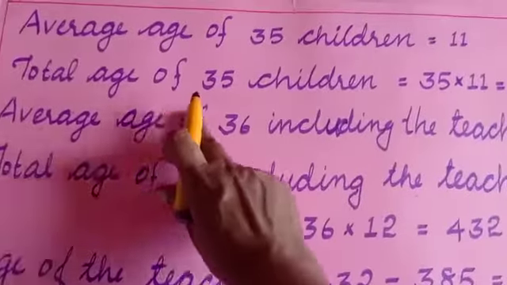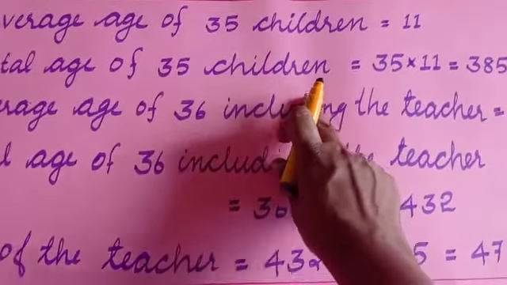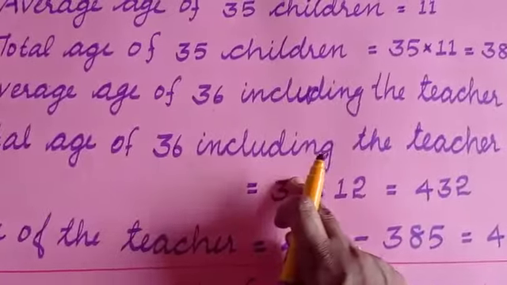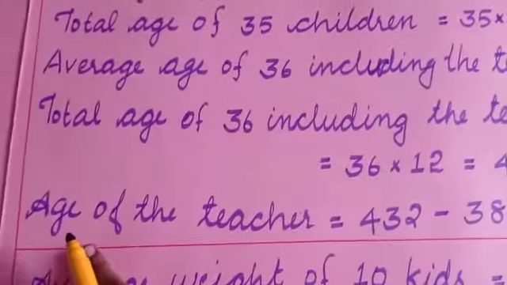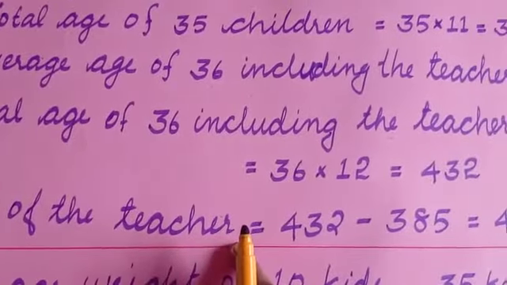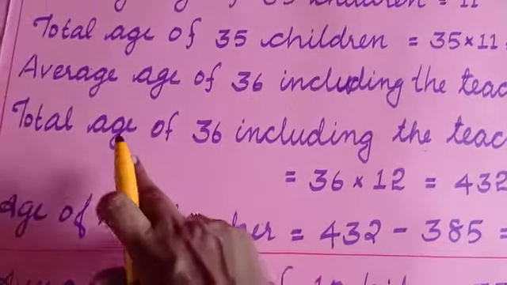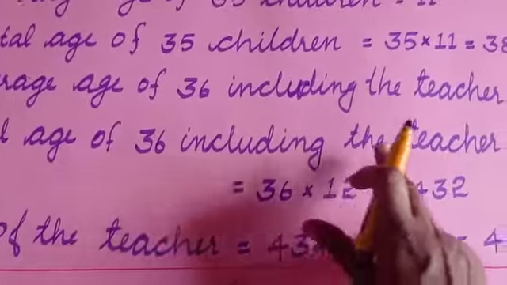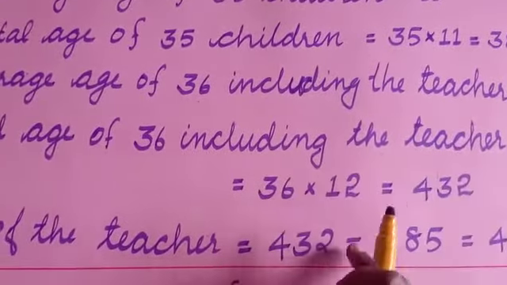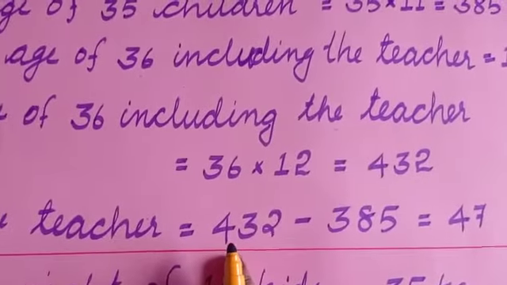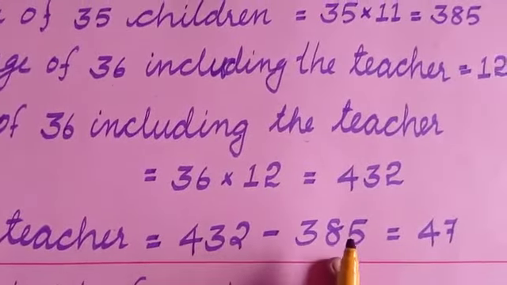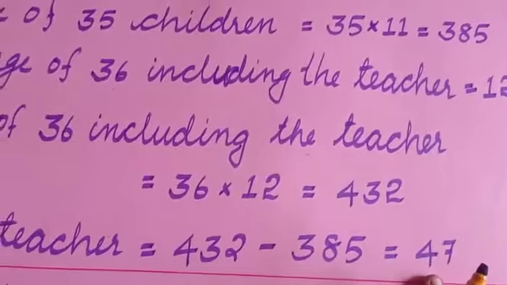Here the total age of 35 children is known and the total age of 36 including the teacher is known. From these two, we can calculate the age of the teacher. How can we calculate? Total age of 36 including the teacher minus total age of 35 children. That is 432 minus 385 is equal to 47.